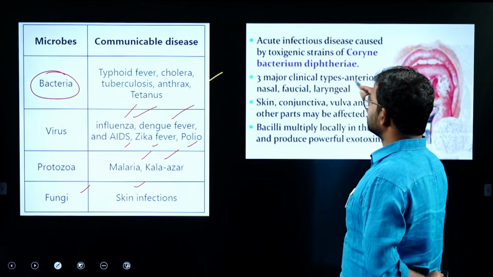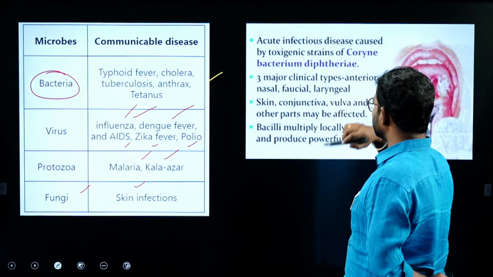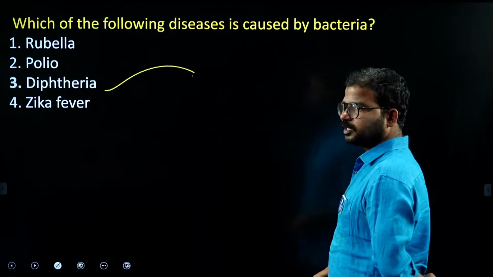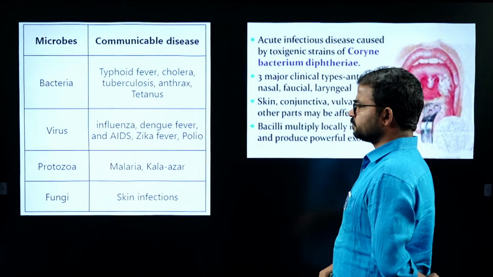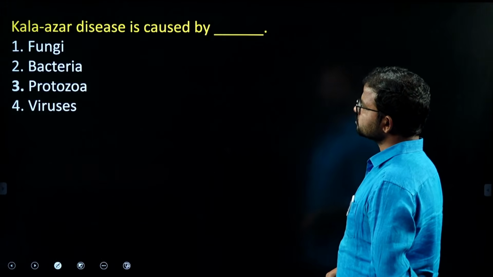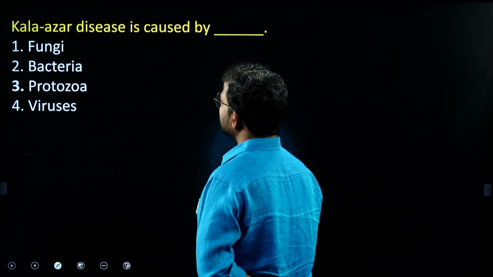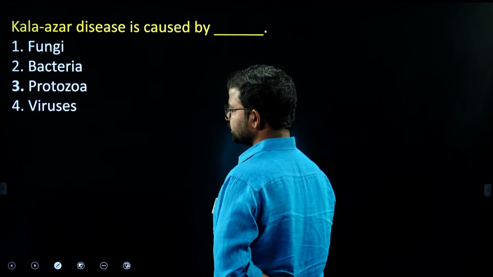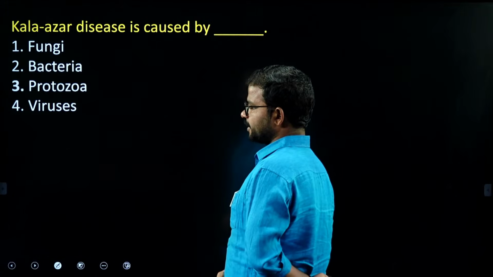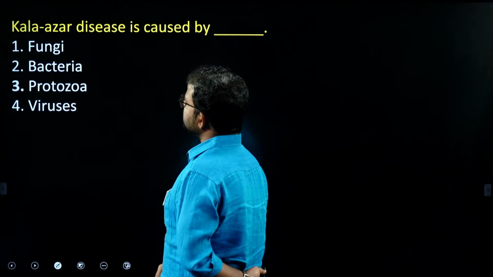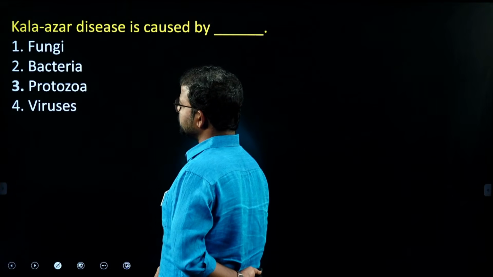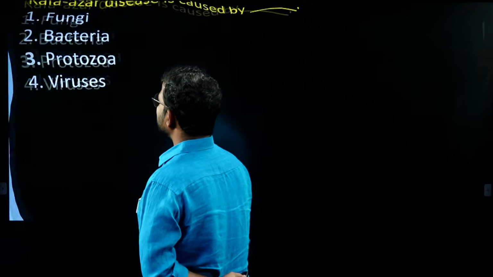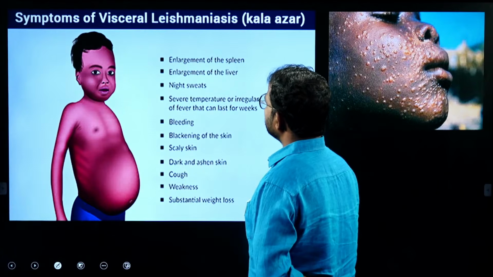Diphtheria is majorly caused by which one, guys? Diphtheria is majorly caused by bacteria. Next, Kala Azar disease is caused by fungi, bacteria, protozoa, or viruses. Anyone? Of course, option 3 is the correct one.